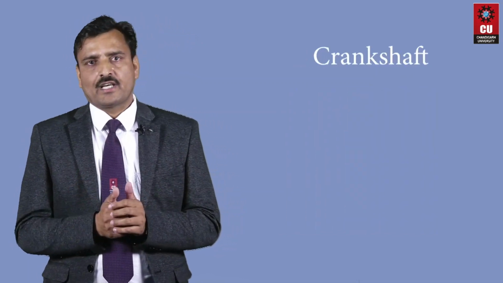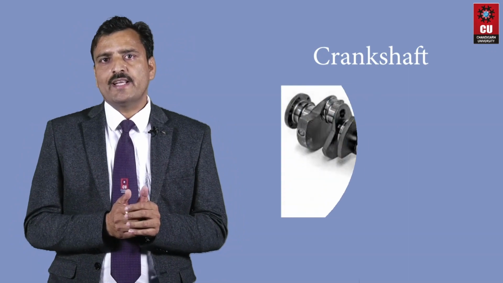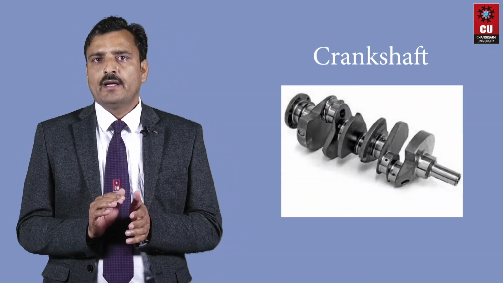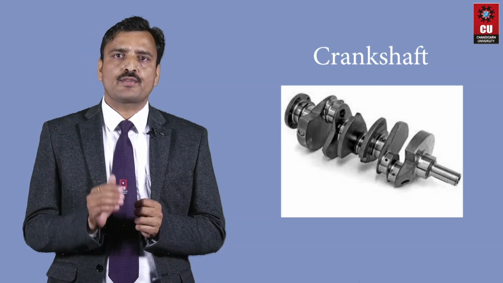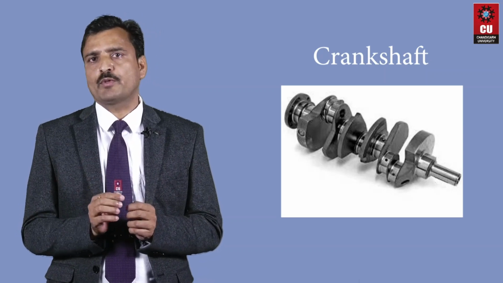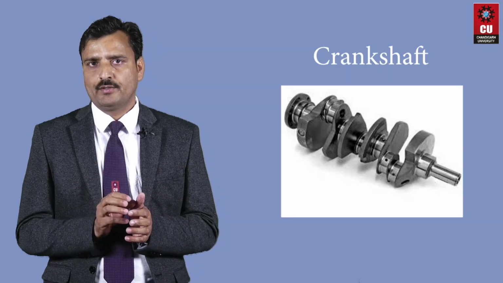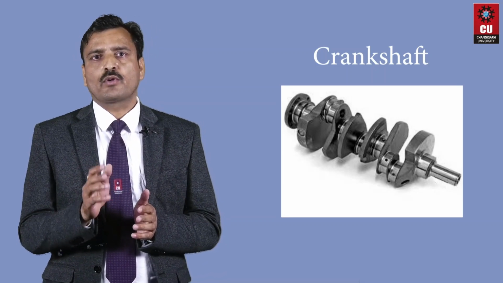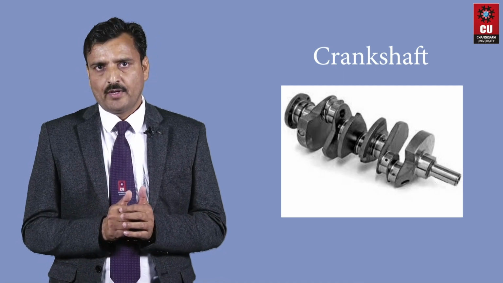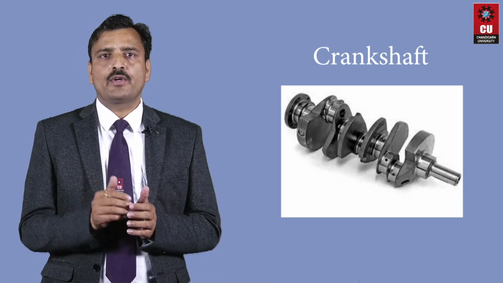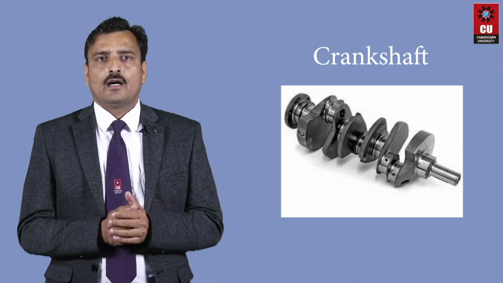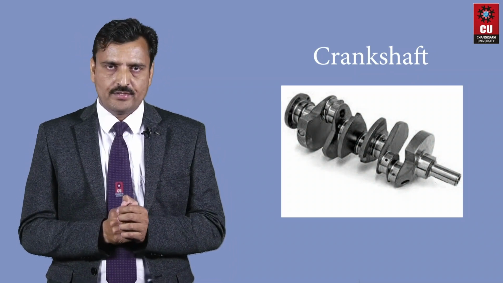And then the crankshaft. The crankshaft is a moving part of the internal combustion engine. Its function is to transform the linear motion of the piston to rotational motion. The pistons are connected to the crankshaft through a connecting rod. The crankshaft is mounted within the engine block and it is made of special steel alloys.